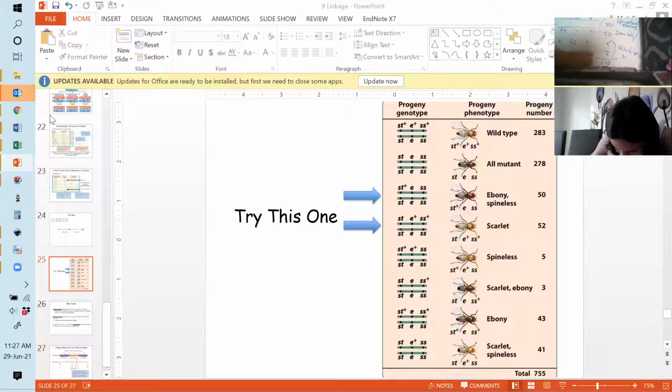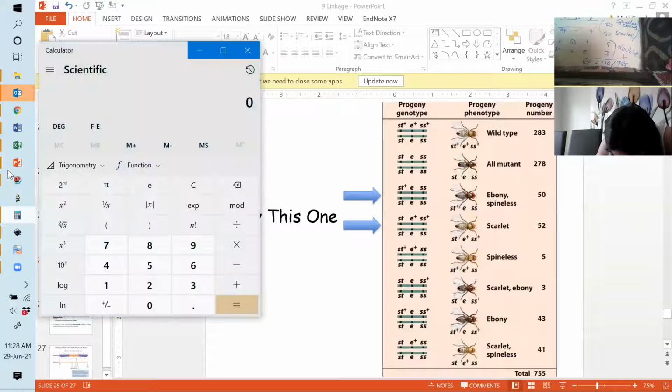So recombination frequency equals that over our total, which is 755. And that's hiding behind the chat box now.